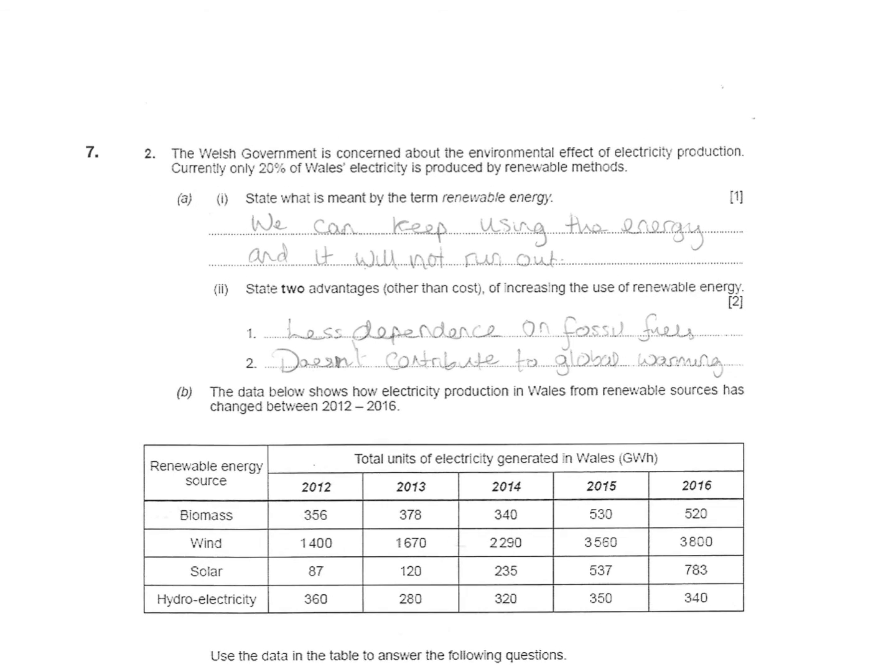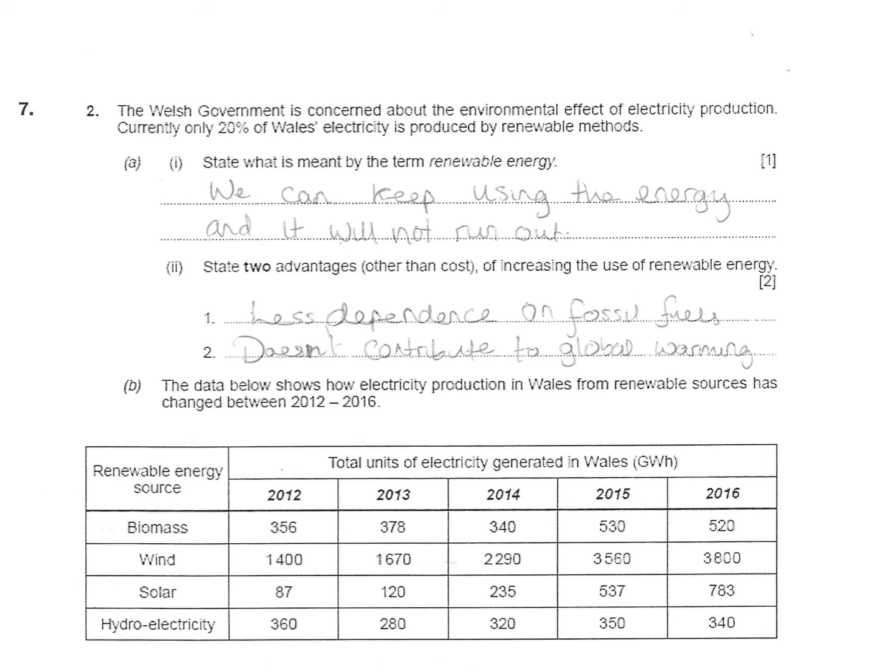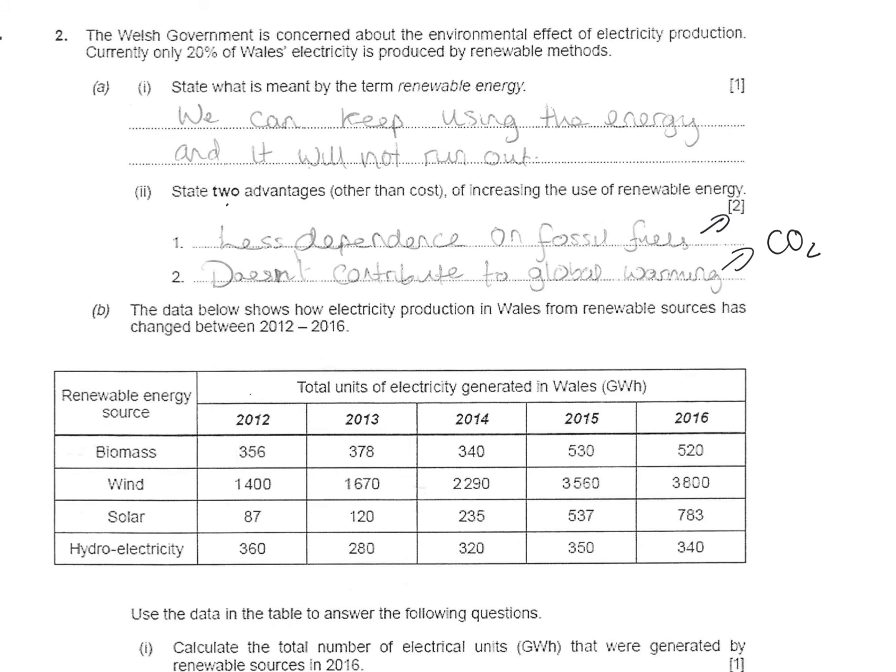State what is meant by renewable energy. We can keep using this energy and it will not run out. State 2 advantages other than cost in increasing the use of renewable energy. Less dependence on fossil fuels because they will run out. Doesn't contribute to global warming because they don't release CO2 when they burn. Okay, you could have also, they're not burning though, so when we use them, you could also have mentioned sulfur dioxide and acid rain.